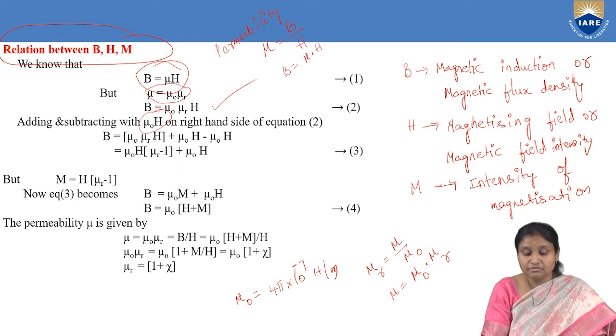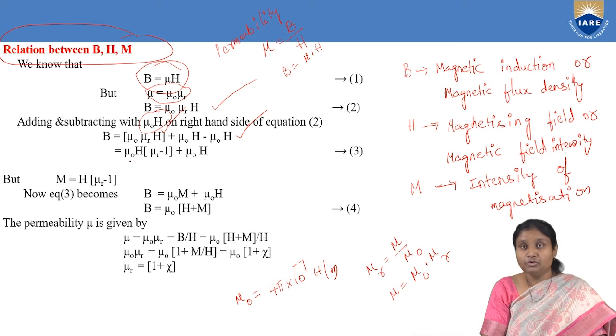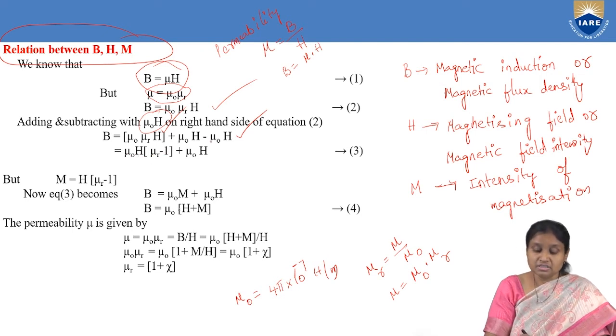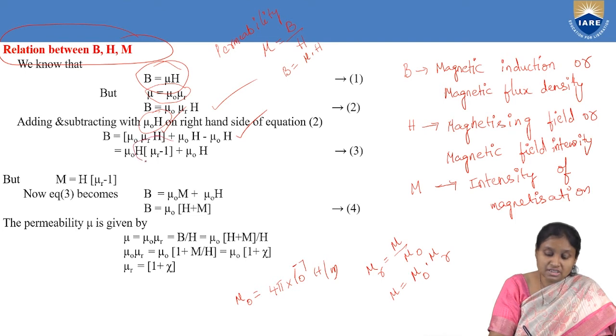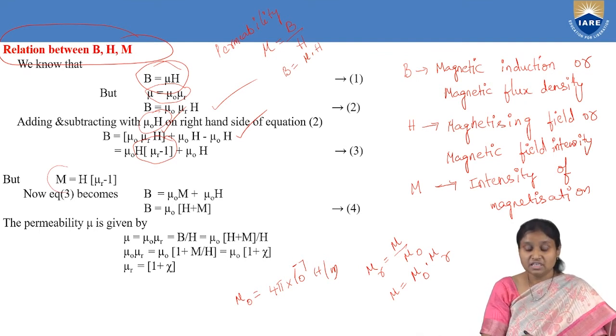Now I am considering these two terms, and if I take mu naught H outside, from one term we are left with mu r, and from the other term we are left with 1. So here we have mu naught H into (mu r minus 1). But what you observe here is that H into (mu r minus 1) is nothing but our M, the intensity of magnetization. So in place of this, I replace it with the intensity of magnetization M.